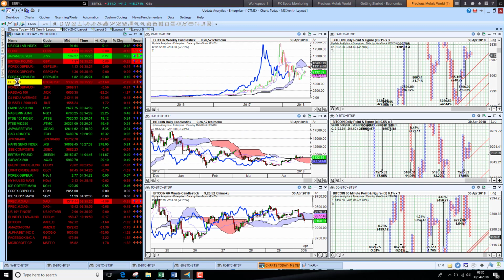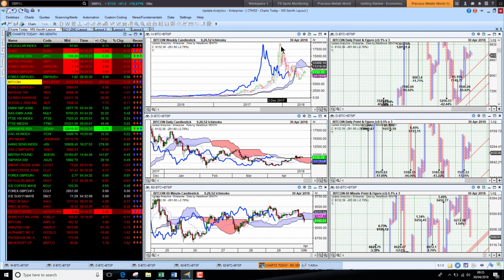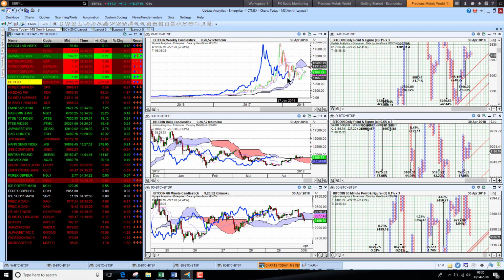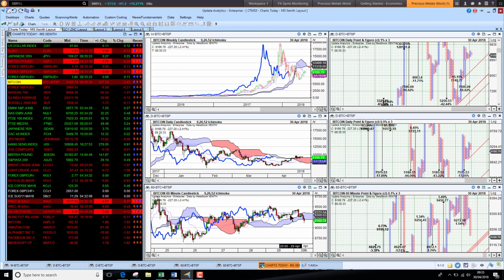Bitcoin is down 2.8% this morning. Still short-term bullish, but really struggling on the medium-term chart. We're seeing the long-term chart. Bitcoin has come all the way back. Can it recover? This is the key thing.